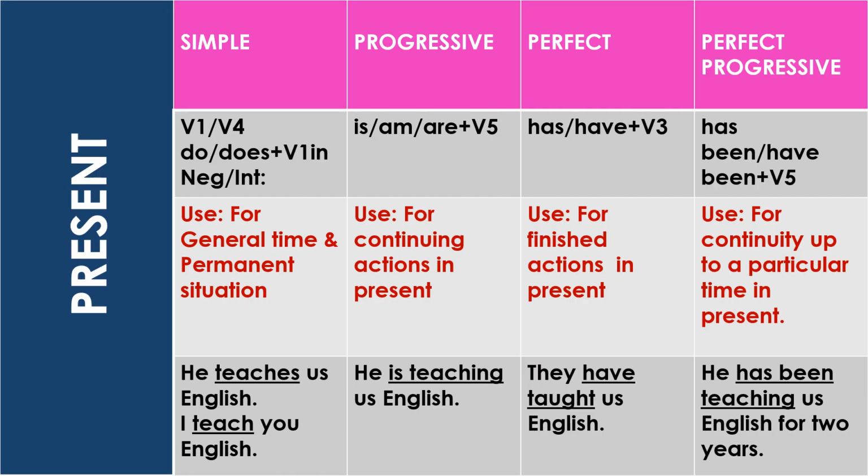Present perfect progressive, which is also called present perfect continuous tense. We use has been or have been as the auxiliary or helping verb plus the fifth form of the verb, and this is used for continuity up to a particular time in the present. For example, he has been teaching us English for 2 years.